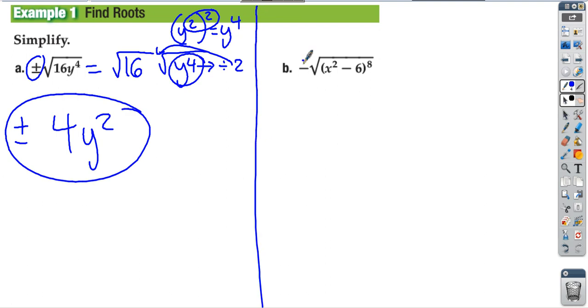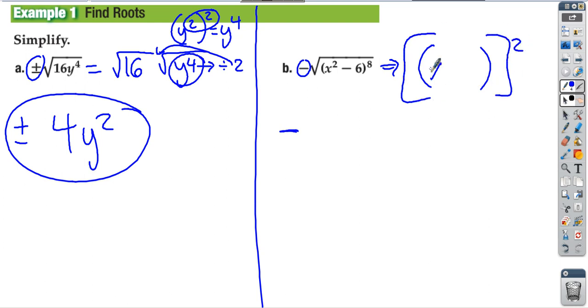Okay, right here they obviously want the negative root, so we're going to take negative. And then same thing, if we hash this out here, it says, what am I squaring to end up with 8x, x squared minus 6 to the 8th power? So the question is, what exponent has to go right here so that when I square it, I end up with x to the 8th? And the answer would be 4, because 4 times 2 is 8.